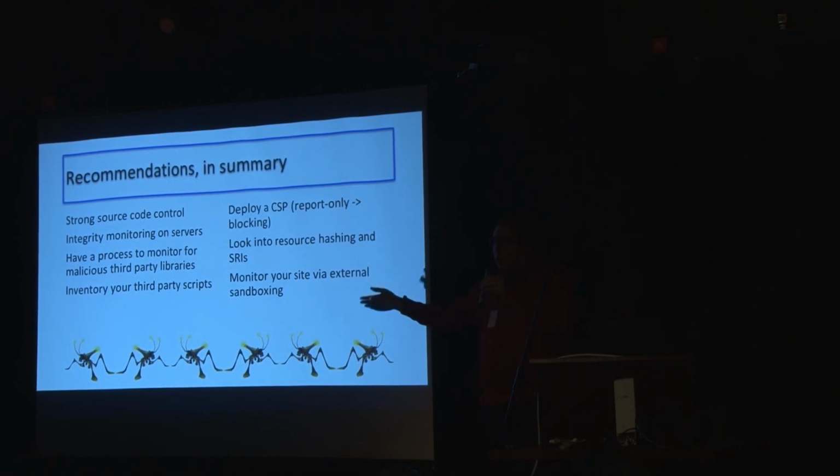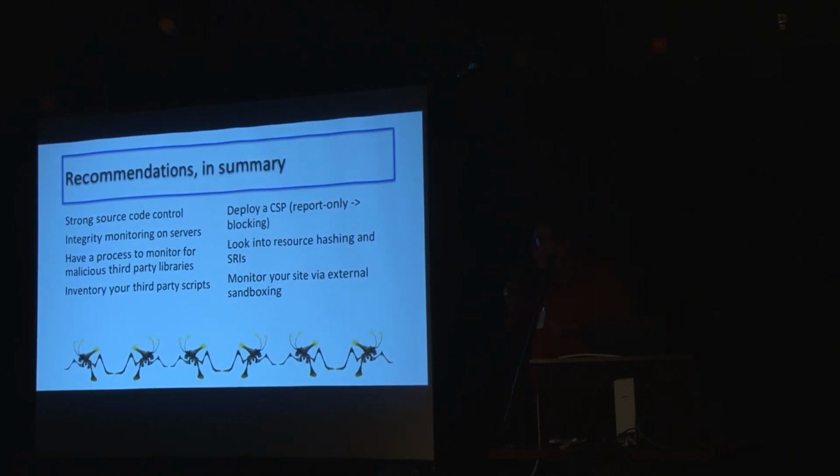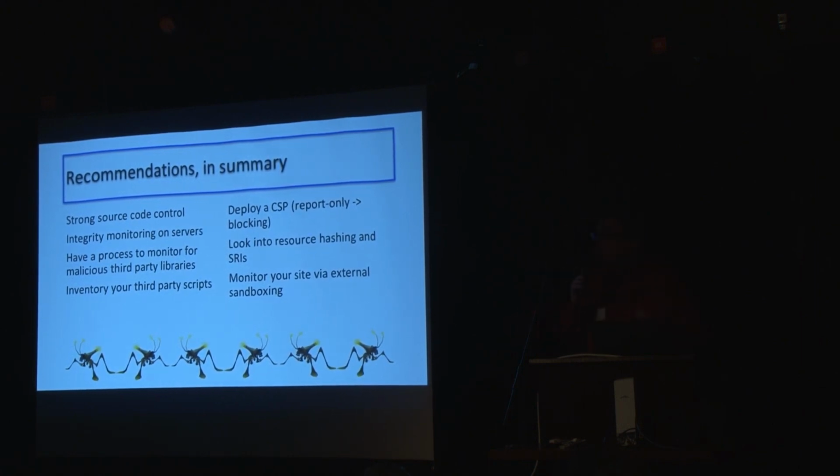You use hashing or SRIs to do that full integrity check across the chain. And you look at your site from an external perspective. Run it from a phone off the network, run it from a browser off the network. Make sure that there's not an evasive technique to prevent you from seeing malicious code running there.